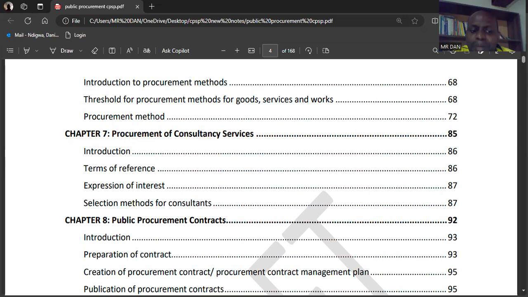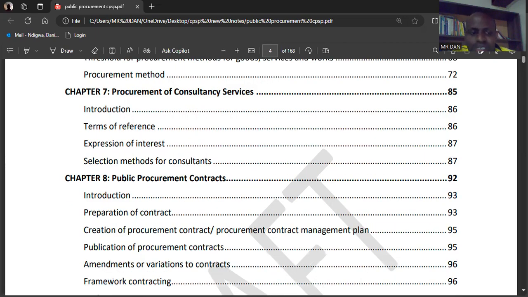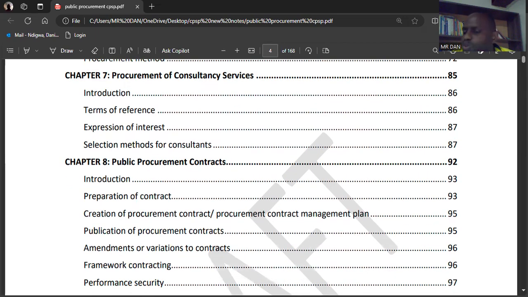Chapter 8 is about public procurement contracts. Here we are going to look at how to prepare contracts, the creation of contracts, and how therefore you can be able to come up with a contract management plan. Then how do you publicize these contracts so that people are able to look at the contract and critique those contracts. In case we have any amendments to the contract, it is also very important for you to understand what normally happens.